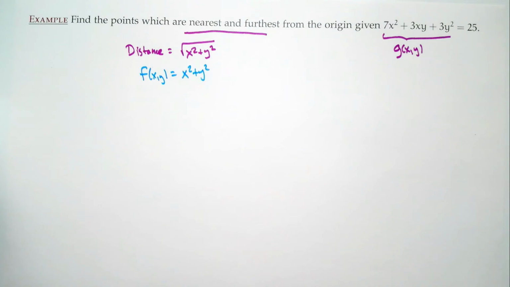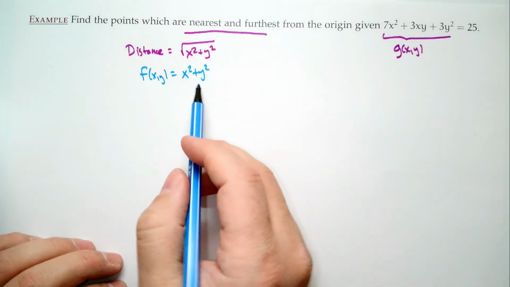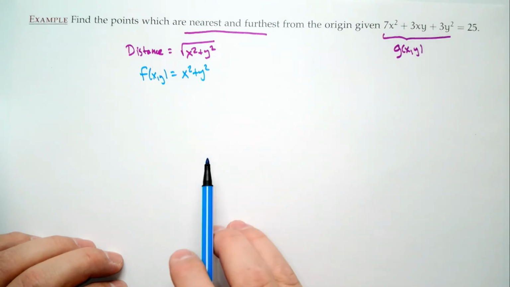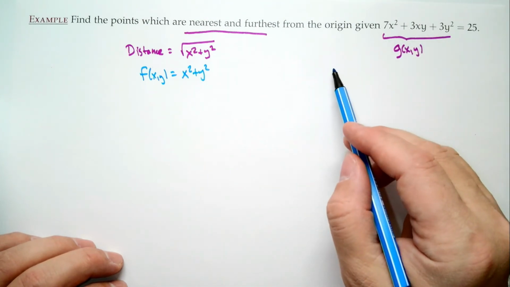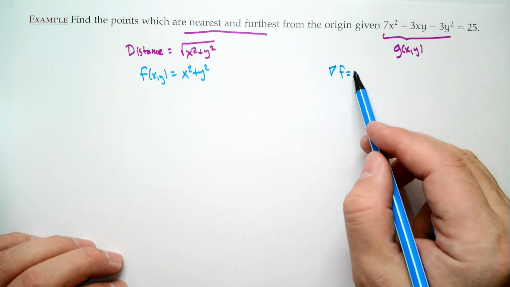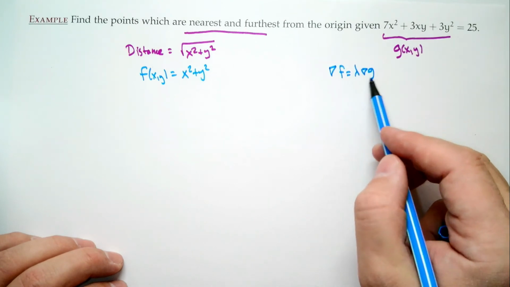So what can we do? Well, if you're trying to optimize the square root of a function, what you're really saying is, I want to optimize what's inside the square root. Because the larger the inside of a square root, the larger the value. And the smaller the inside is, the smaller the value. So I can optimize the inside. So this is what we're trying to optimize given this constraint. So here we go. Gradient of f equals lambda gradient g.